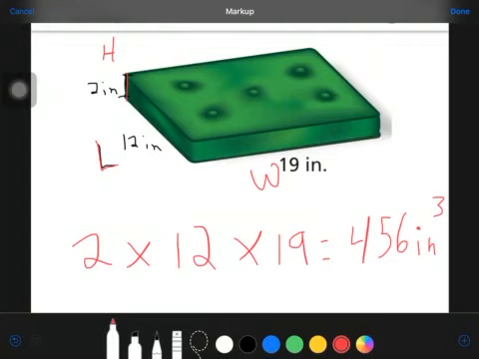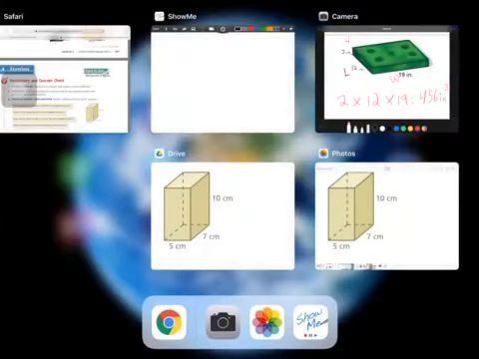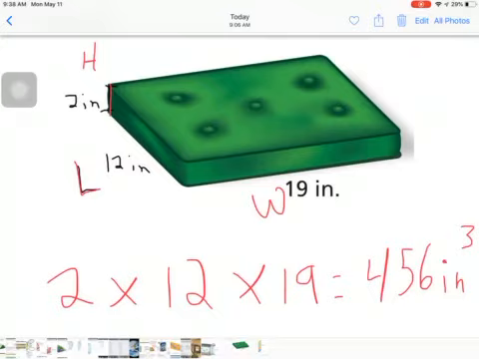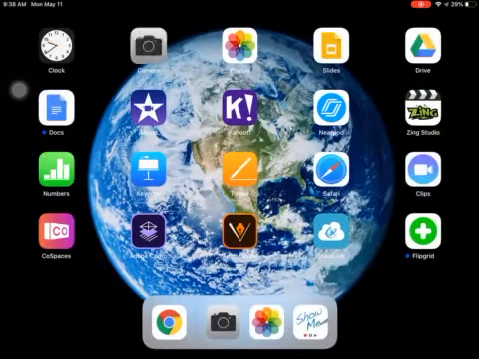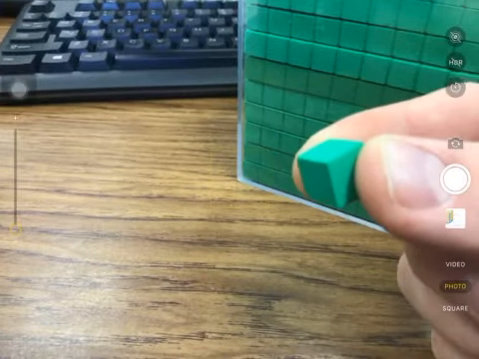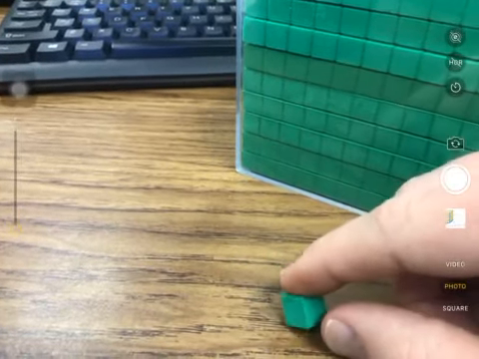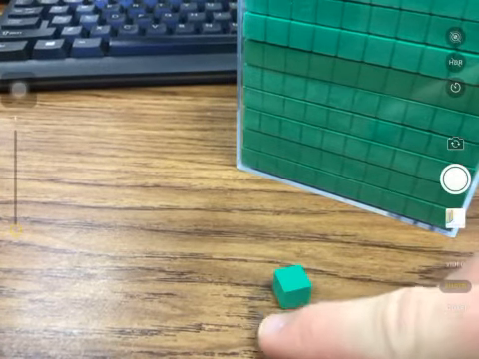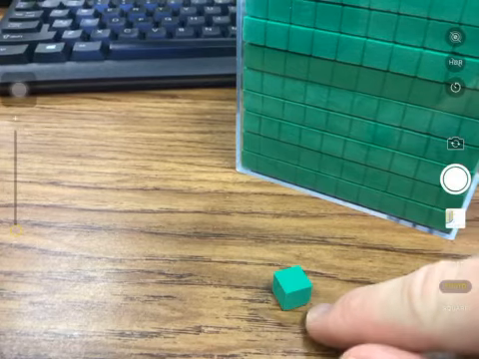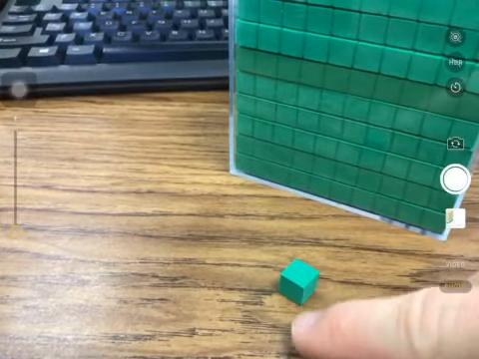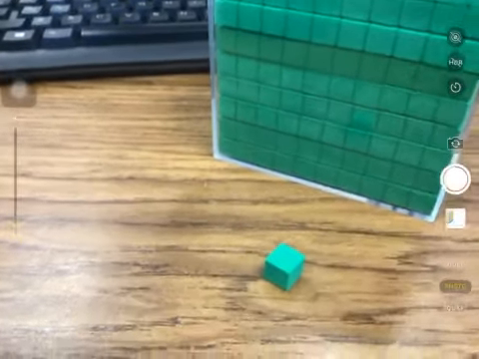So if you'll notice, if we go back to our example of the cubes that we were using earlier, so these were cubic centimeters. Cubic inches would be 1 inch on all sides. So instead of being 1 centimeter by 1 centimeter by 1 centimeter, it would be 1 inch by 1 inch by 1 inch. Hope that makes sense.